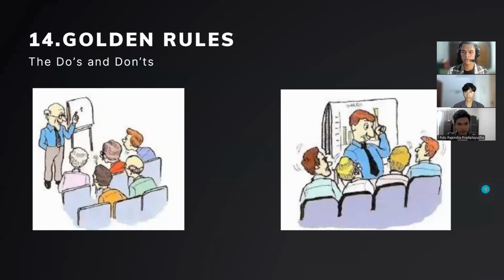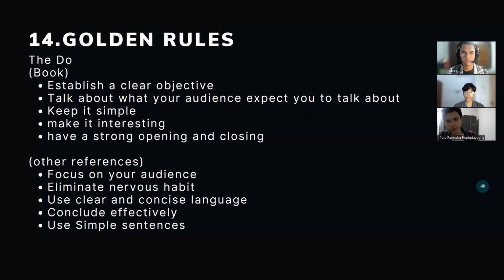And then the last part, we've got the golden rules, which are the dos and don'ts, the important part of presentation. So first, we're going to move on to the dos. All right, establish a clear objective. Talk about what your audience expects you to talk about.